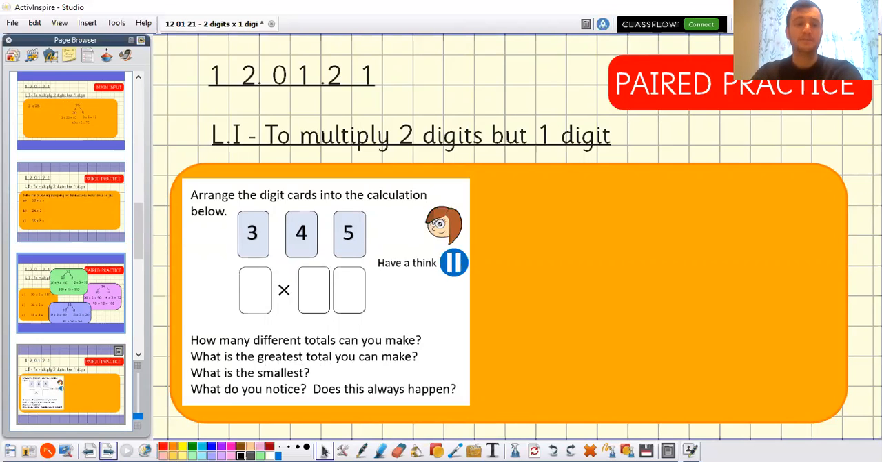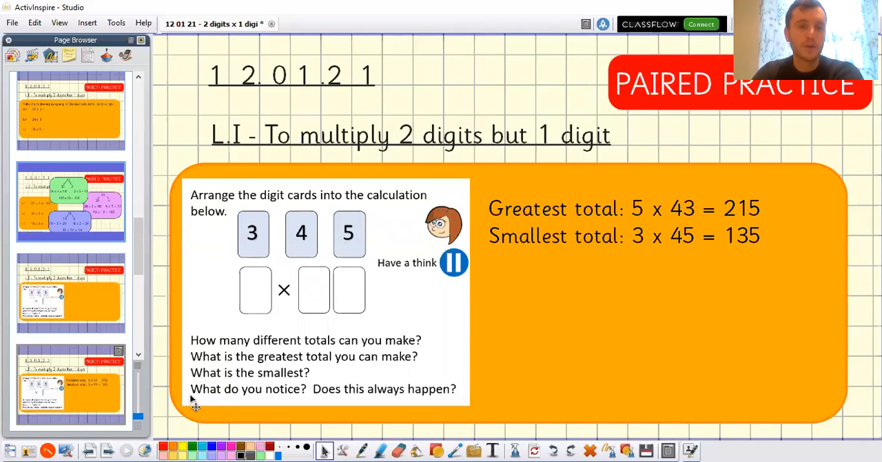Let's come back together there, and let's look at some of those solutions. Now, I'm not going to go through all of the different totals you can make. If you've made lots and lots of different totals, you can send them in, and I'll have a look at them through the email accounts. I've shown you the greatest total you can make, though.